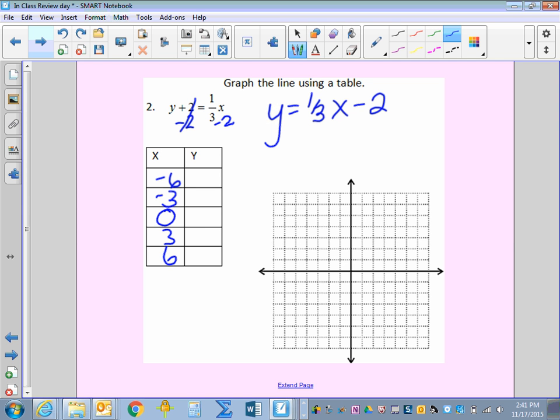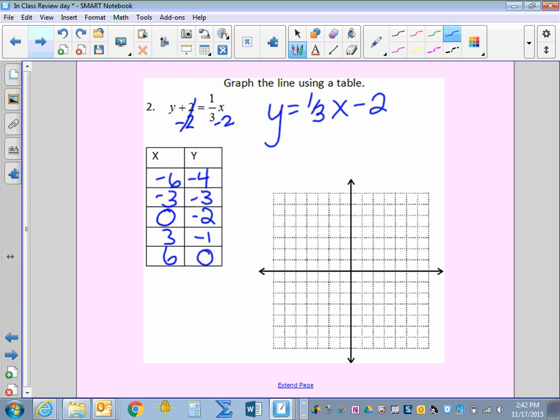So we use our calculators. Negative 6 times 1/3 is negative 2. Minus 2 is negative 4. Negative 3 times 1/3 is negative 1. Minus 2 is negative 3. 0 times 1/3 is 0. Minus 2. We keep doing this, and we get these answers.